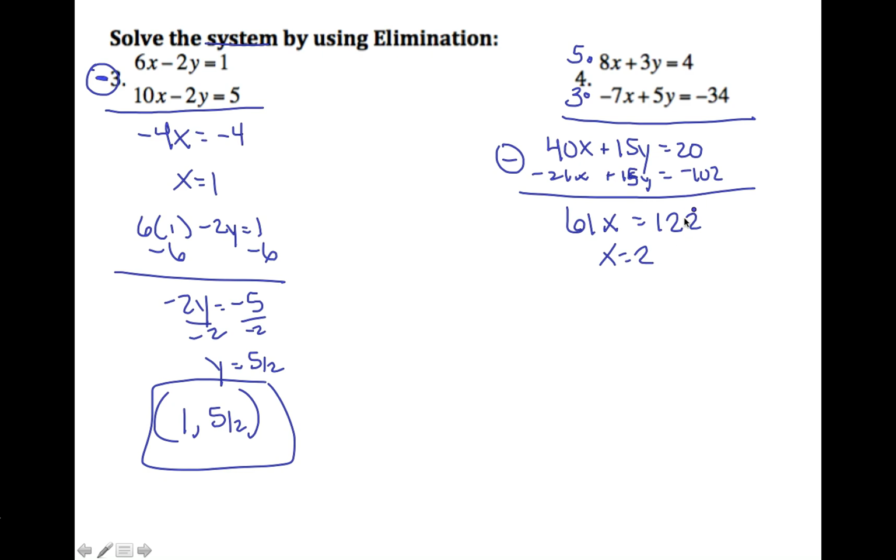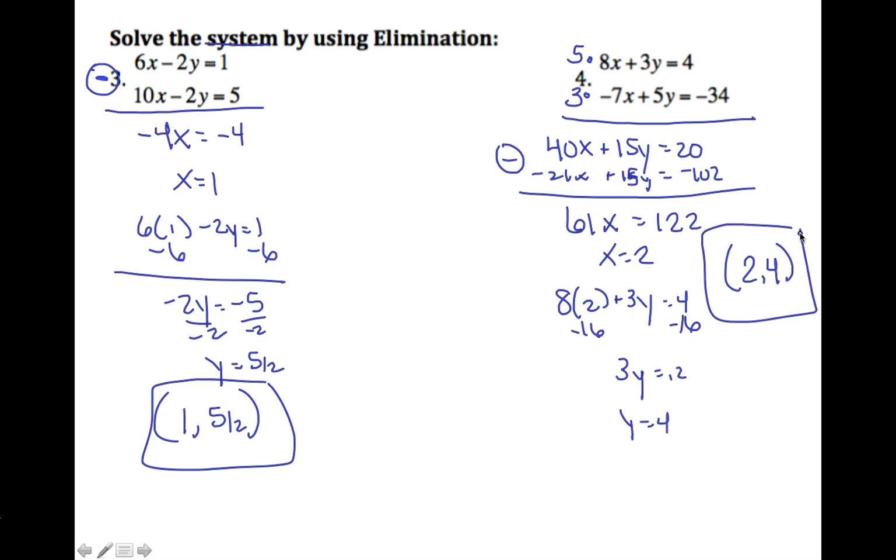And then we do the same thing. We use one of the equations to solve for y. I'm going to use the top one. So 8 times 2 plus 3y is equal to 4. Subtract 16. We get 3y is equal to 12. Divide by 3 and y is equal to 4. So your ordered pair is 2, 4.